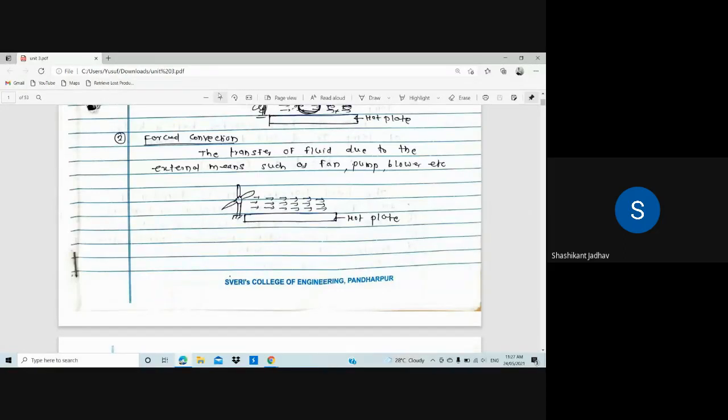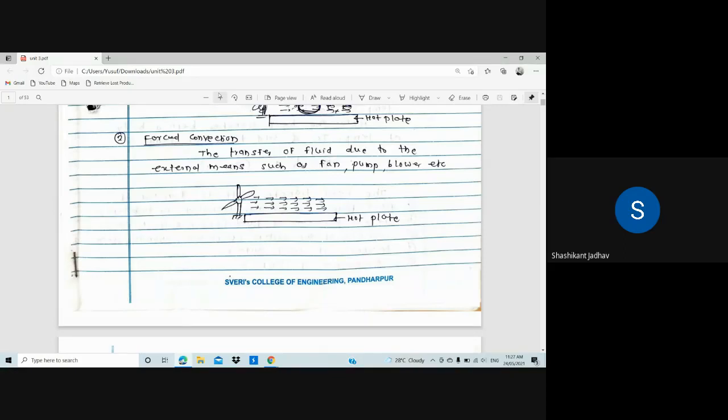मीन्स वी हॅव टू यूज दी fan, and because of that fan we are giving the motion to that particular fluid. Okay, and then heat transfer takes place from that plate to that fluid. Okay, so all of you draw that diagram for the forced convection. There is one fan, one hot plate is there, and fluid is moving in the forward direction.